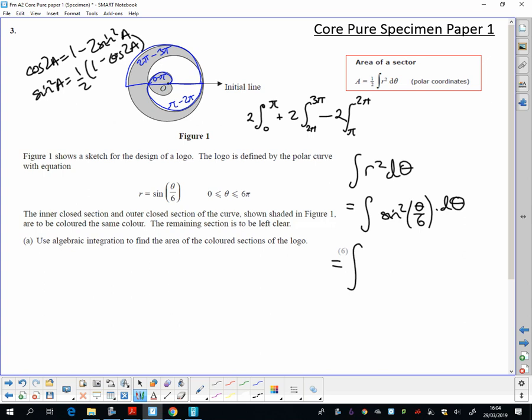okay, so all I'm going to do is now apply that to my situation here. So that's going to be a half 1 minus cos. I'm going to double the angle. So then I can quite easily integrate that. And there would be plus a constant if I had no limits.